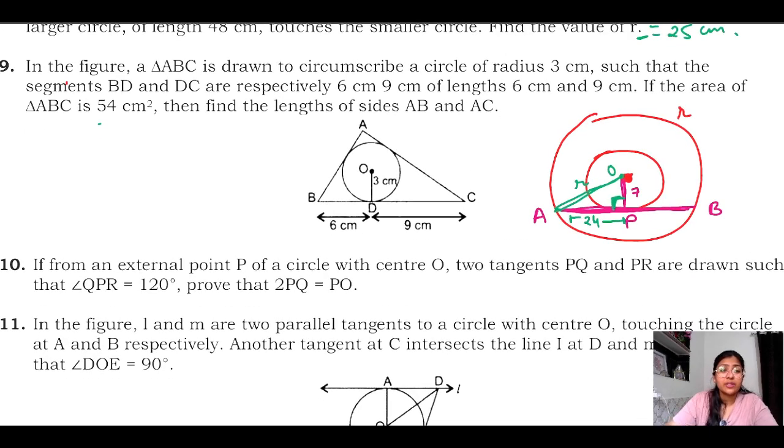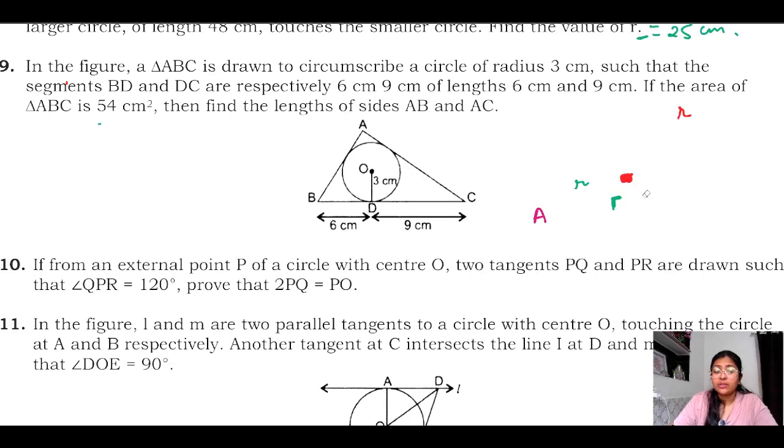Read the question once again. Very easy question for you. In the given figure, a triangle ABC is drawn to circumscribe a circle of radius 3. Here there are three tangents to the circle: AB, BC, and AC. We can draw the points of contact. Let this point be P and let this point be Q. Q, P, D are the points of contact.